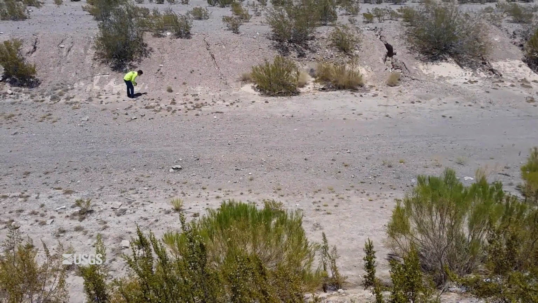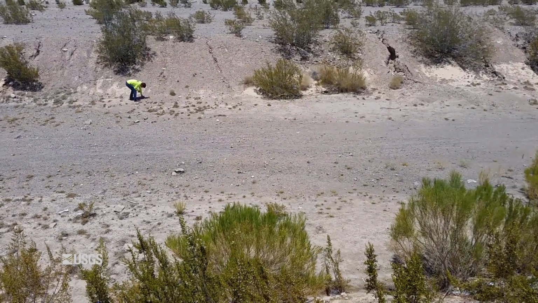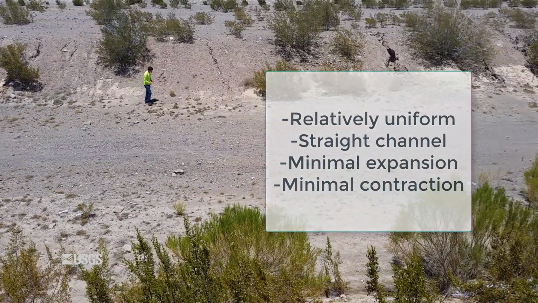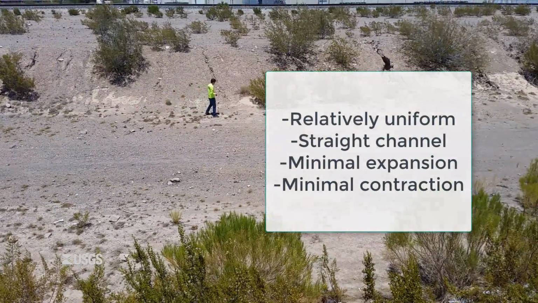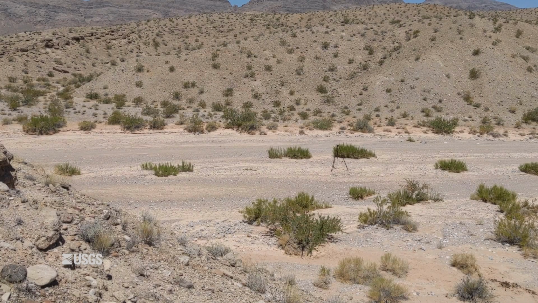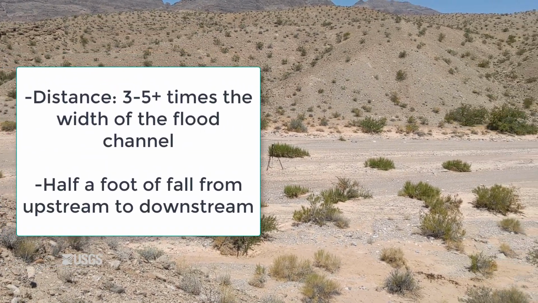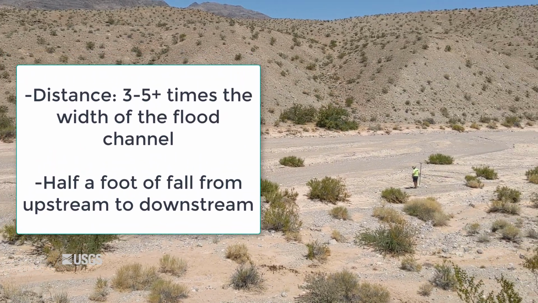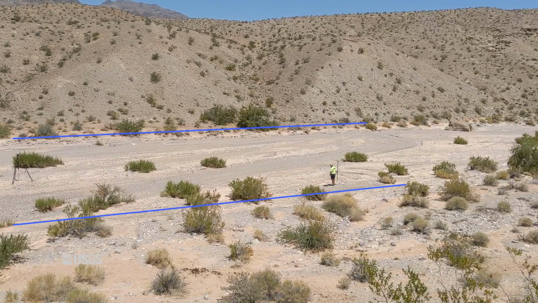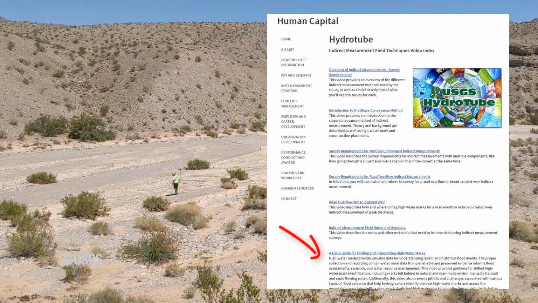Finding a good reach for a slope area measurement is very similar to finding a good reach for a stream gauge. You want a relatively uniform and straight reach with minimal expansion and contraction, as close as we can find for a natural stream anyway. However, for the slope area method, you also need a distance of at least 3 times and preferably 5 or more times the width of the flood channel, and there has to be at least half a foot of fall in the reach. Flag the high watermarks on both banks. If you need information on flagging high watermarks, see the high watermarks video.